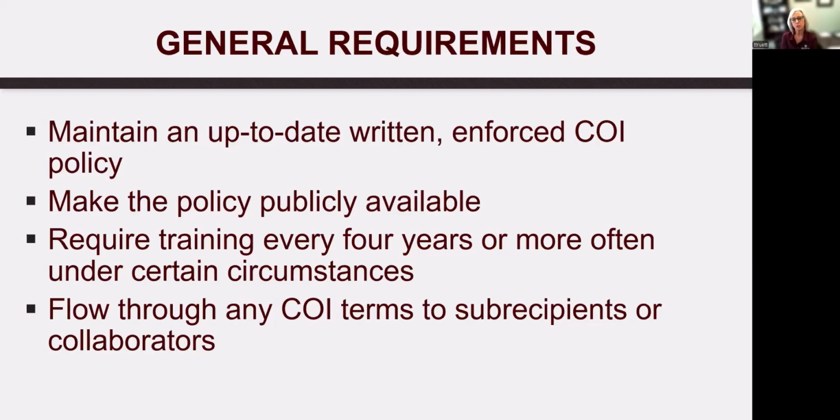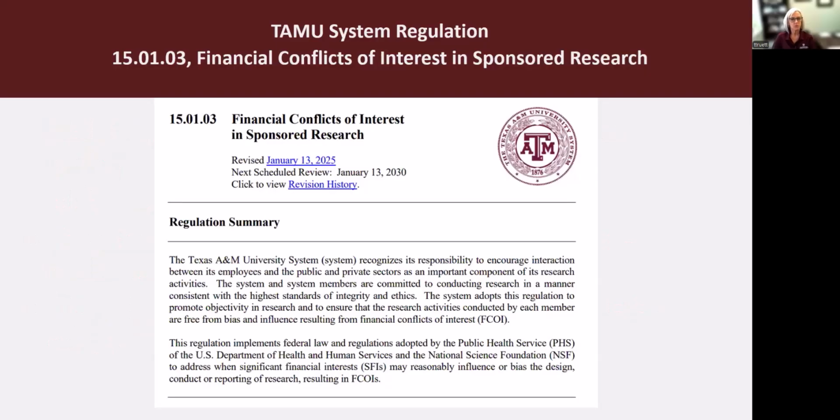So generally, the federal government requires that institutions have an up-to-date, written, and enforced conflict of interest policy. The policy has to be publicly available. There has to be training on conflicts of interest that is completed every 4 years or more often in certain circumstances, and any flow through of COI to subrecipients is addressed as well. So on this slide, you can see that our publicly available system regulation 15.01.03 is specific to financial conflicts of interest that might bias research results.